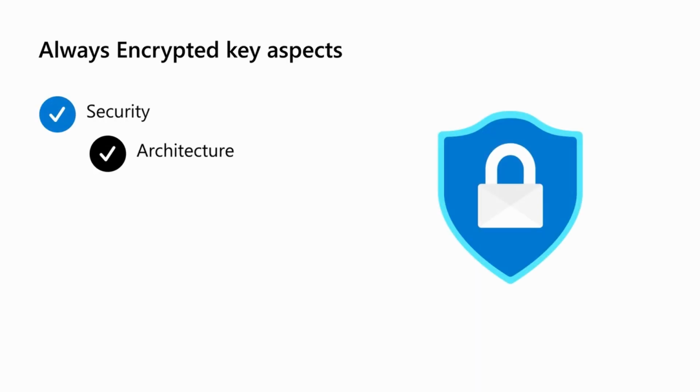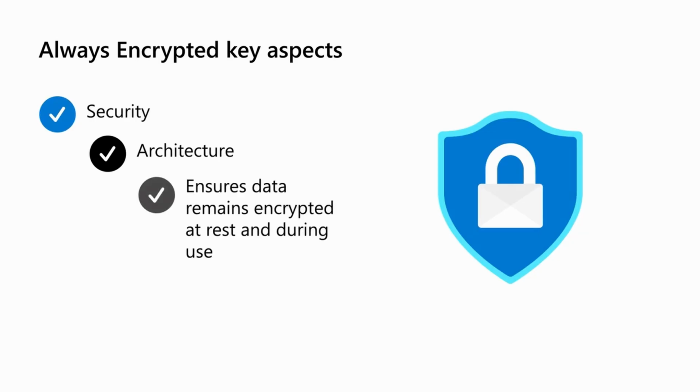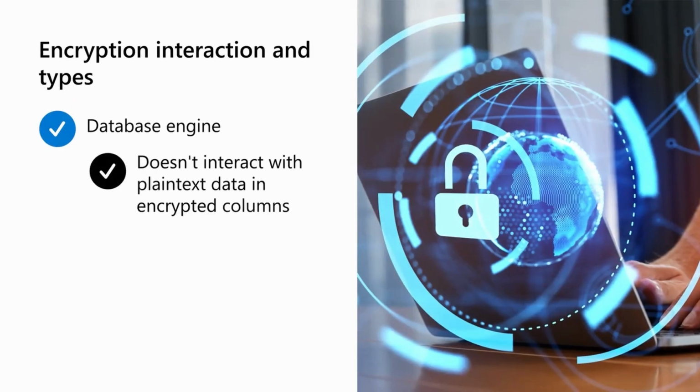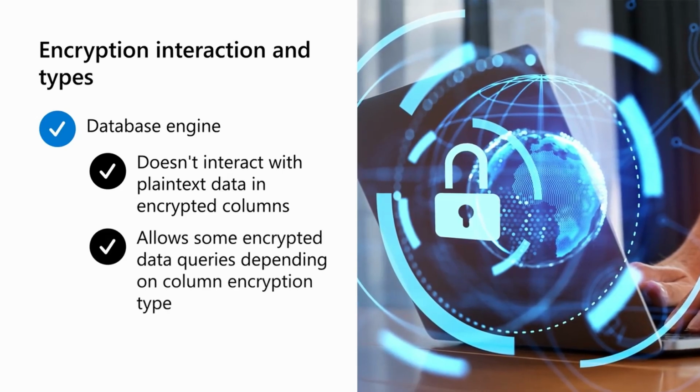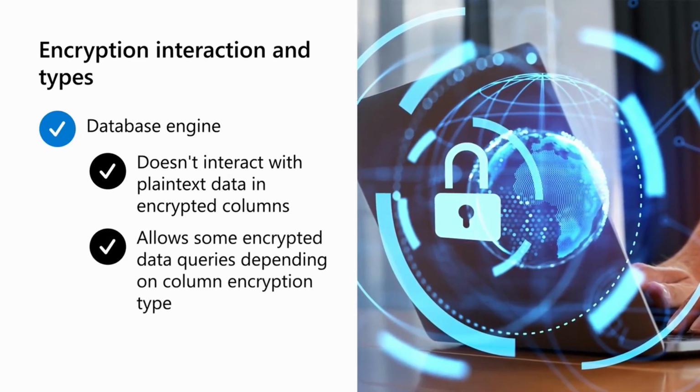Security. The architecture of Always Encrypted ensures your data remains encrypted at rest and during use, and increases the security of your data at rest and in transit. This architecture means that even database administrators, cloud administrators, or other high-privileged unauthorized users don't have access to the encrypted data. The database engine doesn't interact with plain text data stored in encrypted columns, but still allows some queries on encrypted data, depending on the encryption type for the column.